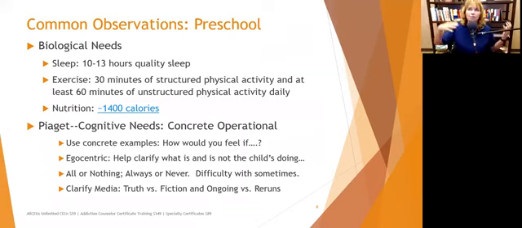Piaget: during this preschool period, kids need to start developing an understanding of things that are going on. So when they get in trouble, when they make a mistake, you want to use concrete examples, number one, and ask them, if the child goes and steals somebody's ball, how would you feel if Johnny had come over and stolen your ball? So that's concrete.